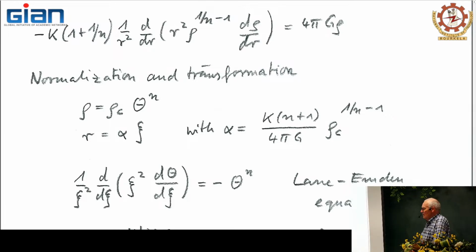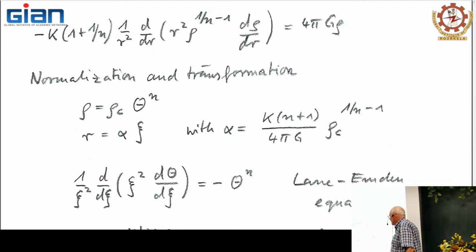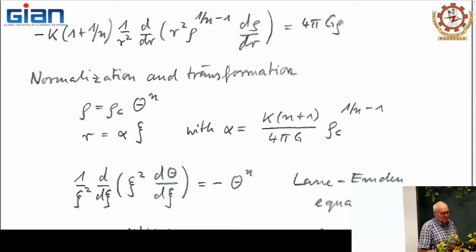It was first given by Lane and Emden, so this is the famous Lane-Emden equation for the structure of a polytropic star. What this equation describes is the structure of a star in mechanical equilibrium, where the pressure is given by a polytropic relation on the density. Okay, so the question is, what is the solution of this equation?